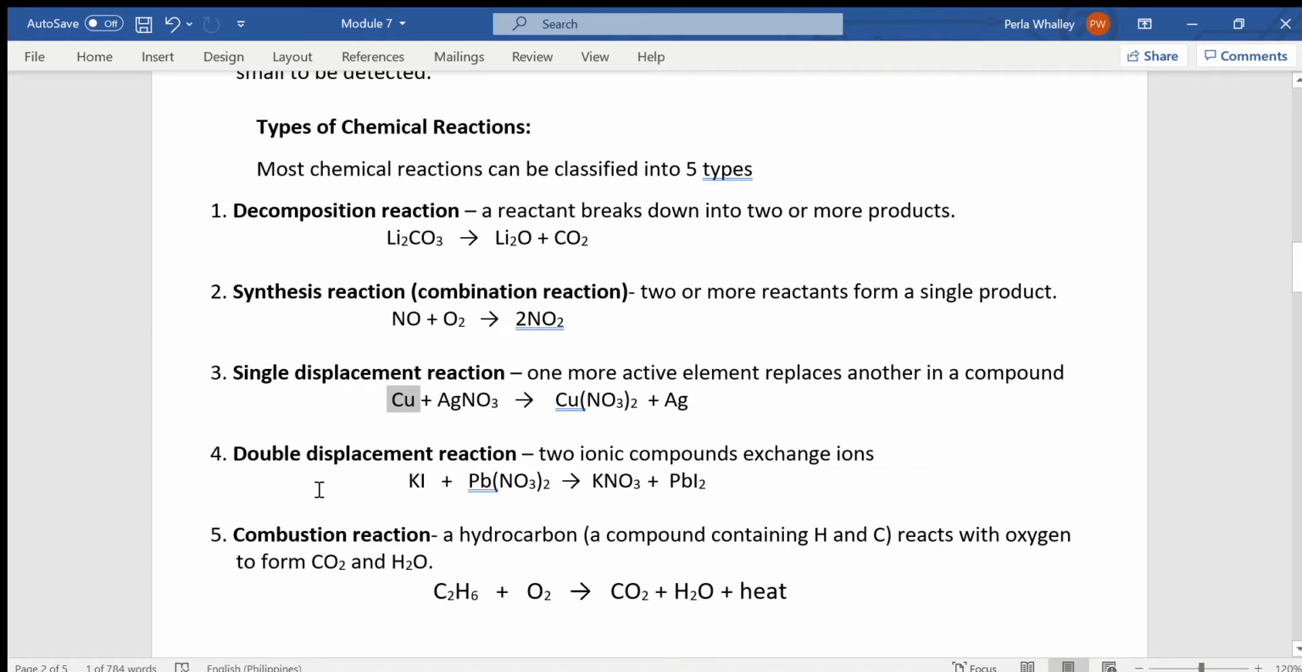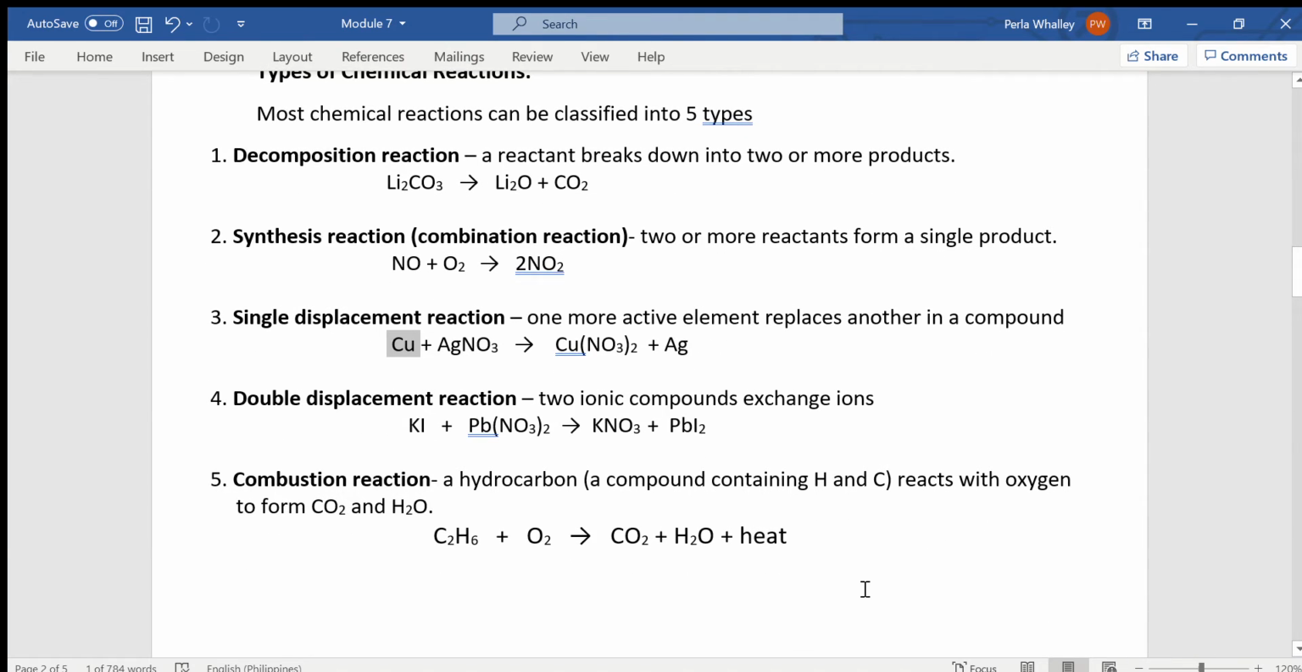The fifth, combustion reaction. A hydrocarbon, or a compound containing hydrogen and carbon, reacts with oxygen to form carbon dioxide and water. So this is ethane, C2H6, plus oxygen gas burns to form carbon dioxide plus water plus heat. That means this reaction is an exothermic reaction.